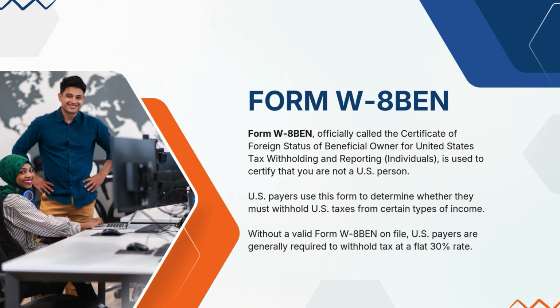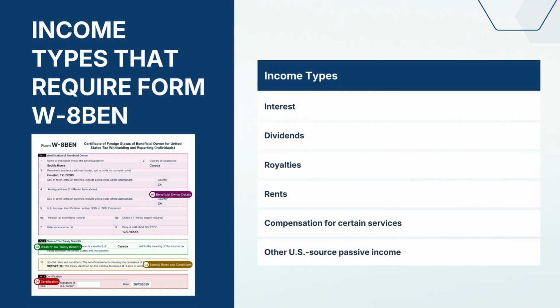Without a valid Form W-8 BEN on file, U.S. payers are generally required to withhold tax at a flat 30% rate. Form W-8 BEN is commonly used for income such as interest, dividends, royalties, rents, compensation for certain services, and other U.S. source passive income. The form serves two primary purposes.